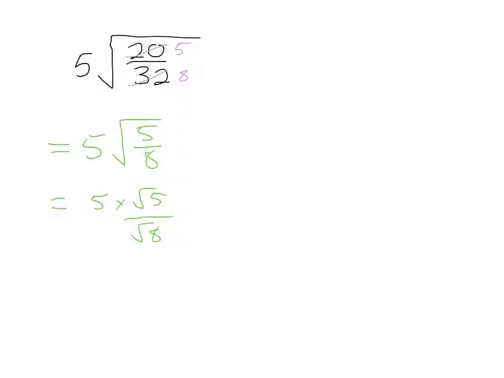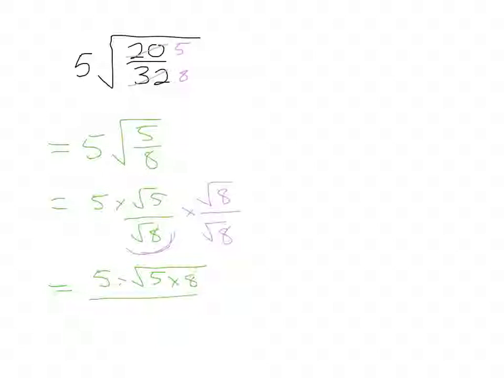Now when we're simplifying, we like to rationalise the denominator. So in order to rationalise the denominator, we just take the surd which is down the bottom, and multiply both the top and the bottom by that surd. So this will be equal to 5 times the square root of 5 times 8 over the square root of 8 times 8. That's just multiplying this one through.